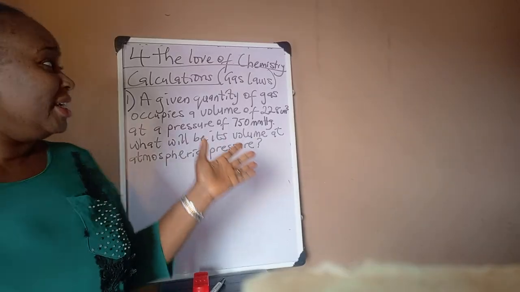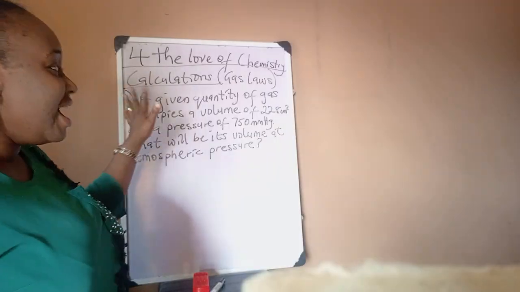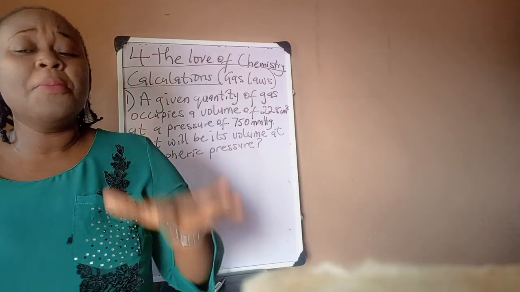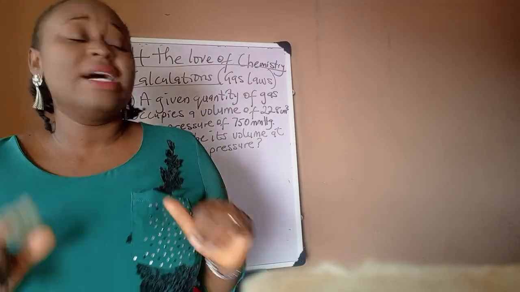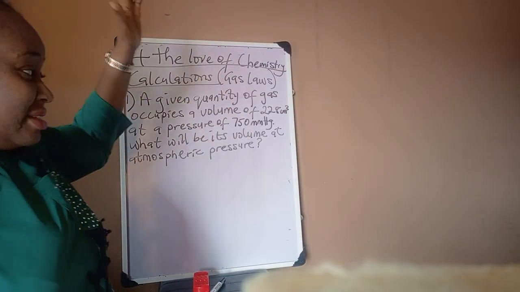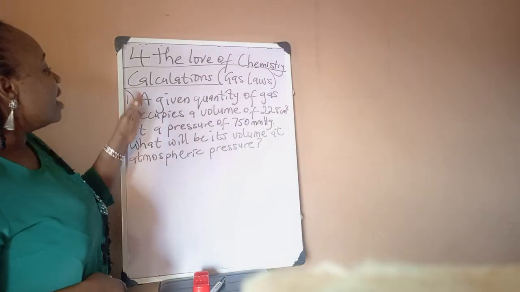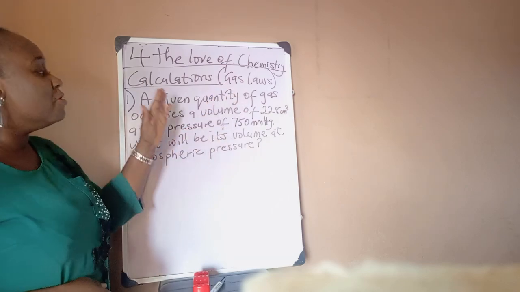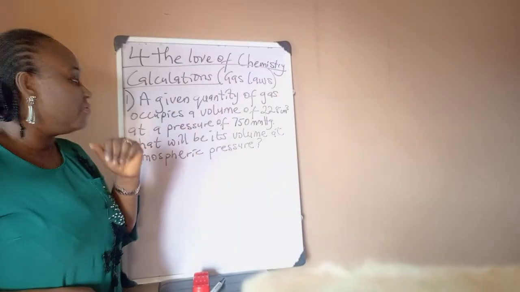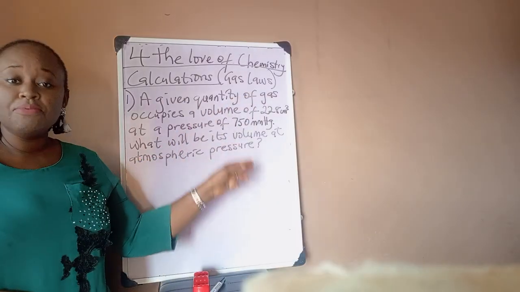All right, so quickly, we are here with a question already and we want to see how we can solve this question. And what I'm going to teach you is step by step how you can solve any question under gas law. Let's quickly look at this example and see how this works. The question says, a given quantity of gas occupies a volume of 228 cm cube at a pressure of 750 millimeter mercury. What will be its volume at atmospheric pressure?